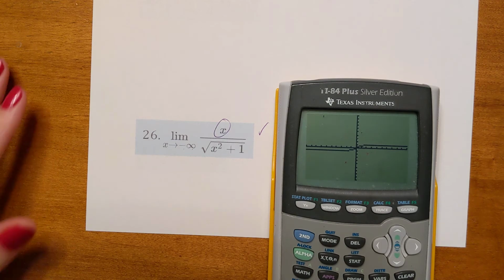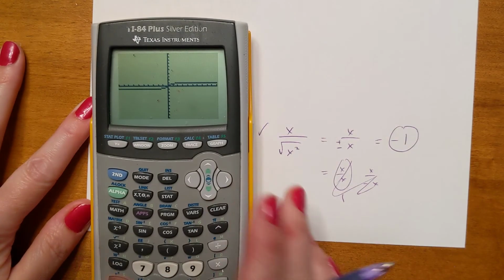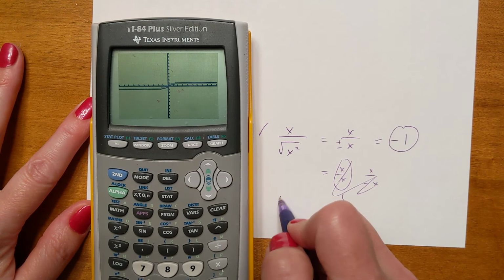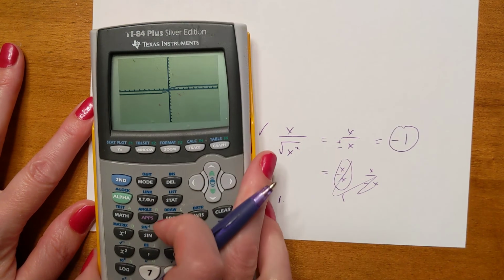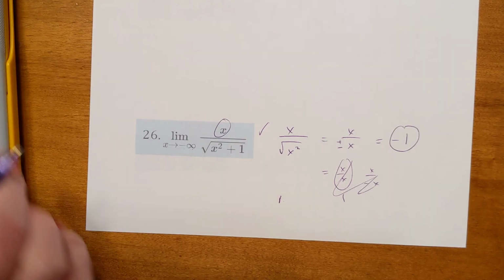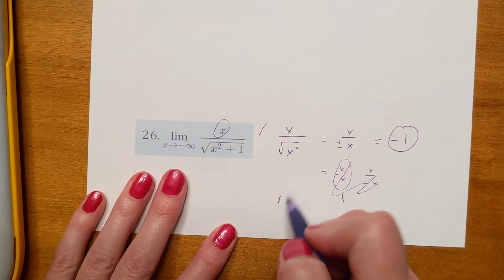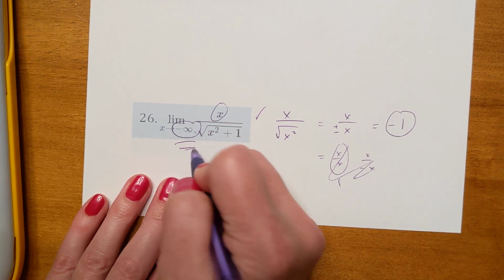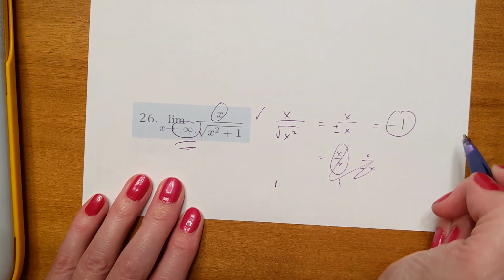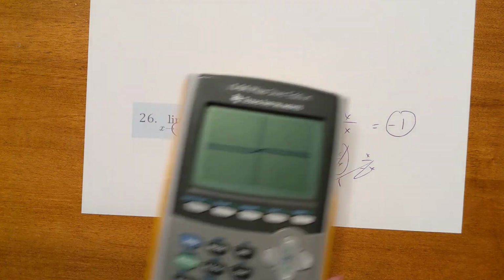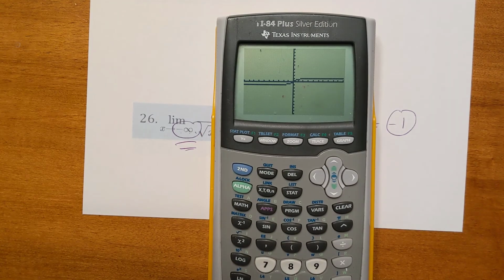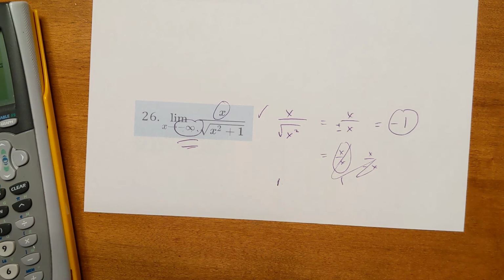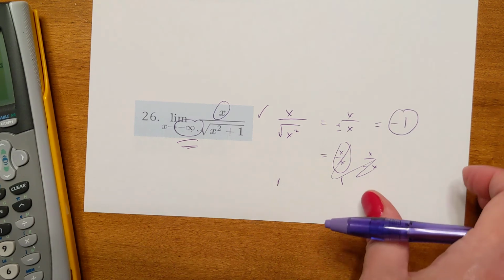Oh, that's interesting. All right, so what was the question on it? So it's got two horizontal asymptotes. The limit as it goes to negative infinity was going to negative 1. As it goes to positive infinity, it's going to positive 1. So the answer to it is negative 1 as it goes to negative infinity.